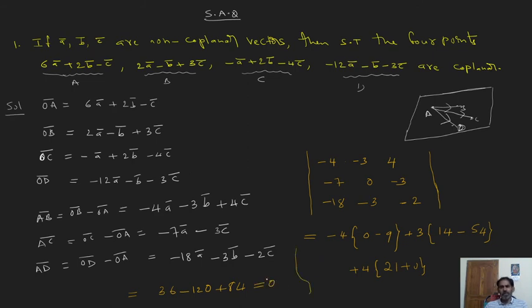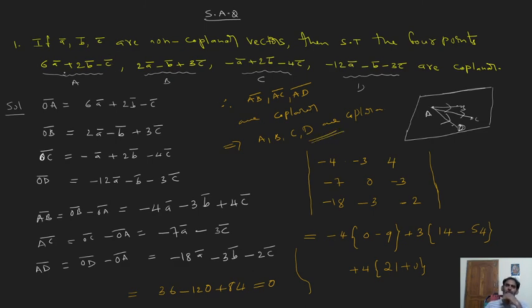Therefore, the final answer I am writing: the given vectors AB bar, AC bar, AD bar are coplanar. These three vectors are coplanar means automatically the 4 points A, B, C, D are coplanar. This is the answer.